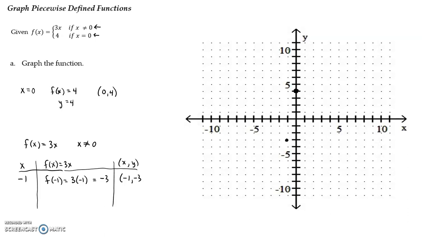Let's go ahead and pick an x value of +1. We're going to get f of 1. This is going to be 3 times 1, or +3. So I have the point (1, 3) on my graph. And if I pick an x value of 2, we've got f of 2, which is the same thing as 3 times 2, or 6. And so we've got the point (2, 6) on our graph as well.